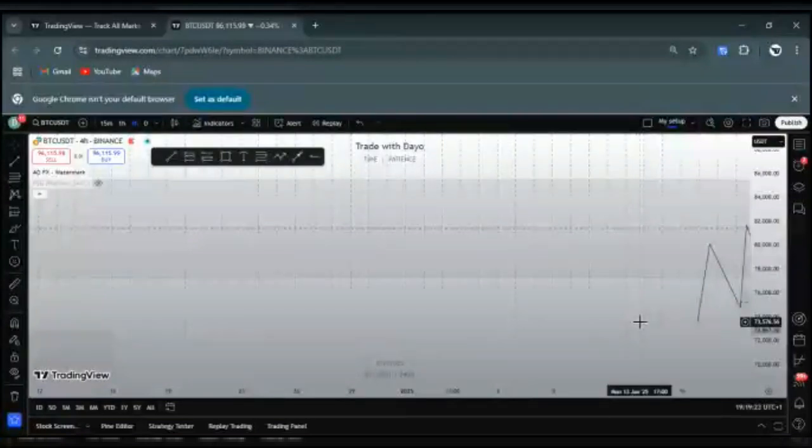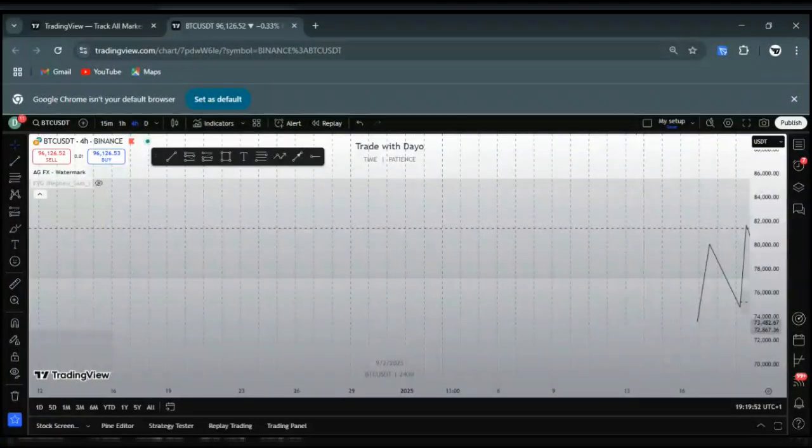So today we are going to be talking about valid zones. And what I said yesterday was, the definition of a valid zone is a particular area or a zone in which we expect the market to react. We expect the market to react and give us either a buy distribution or a sell distribution.